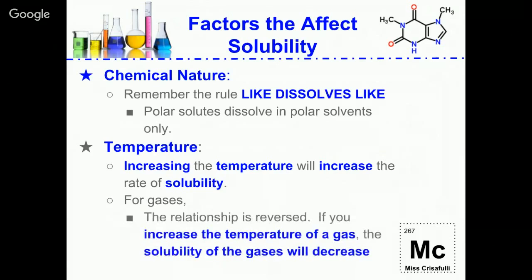For gases, the relationship is reversed. If you increase the temperature of a gas, the solubility of the gas will decrease, because if you increase the temperature, that gas is going to want to get out of that solution faster.